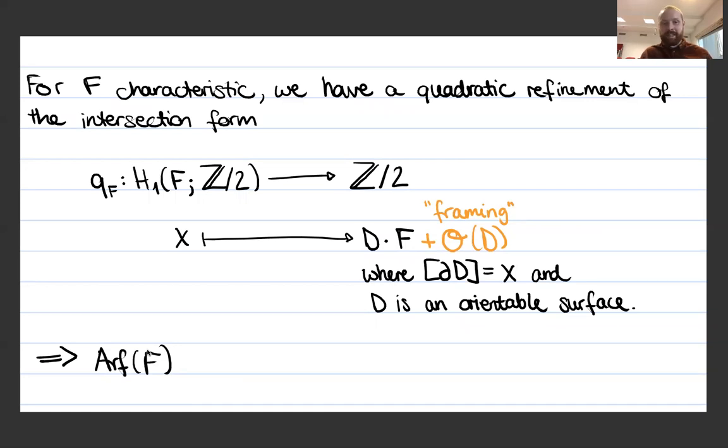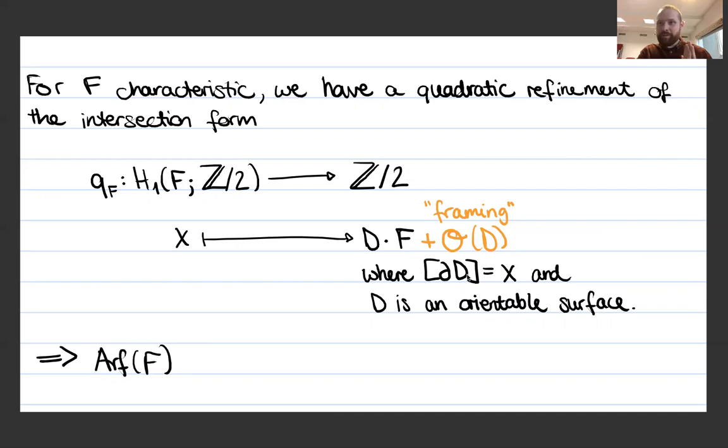It's defined by taking an element of first homology of your surface, and you again represent that by an embedded curve on F. Here, this is denoted by partial D. And then you let D be an orientable surface that bounds this curve in your 4-manifold. And if you like, you can assume this D is a framed D.